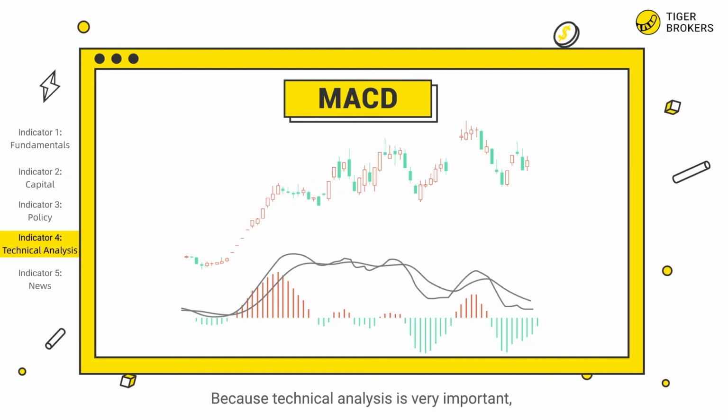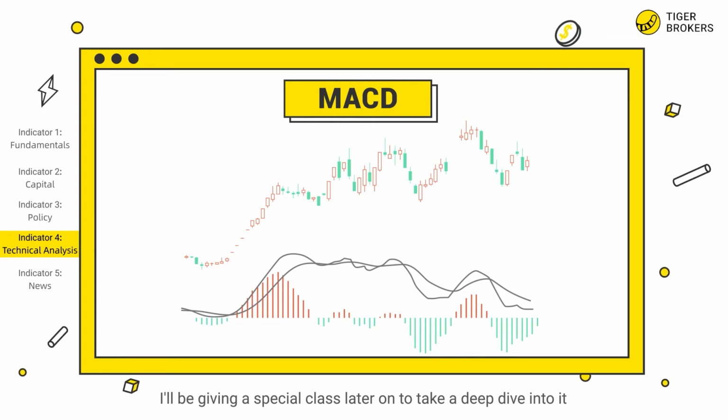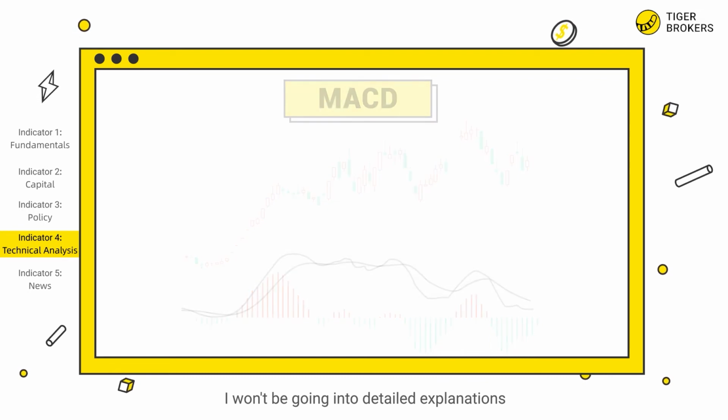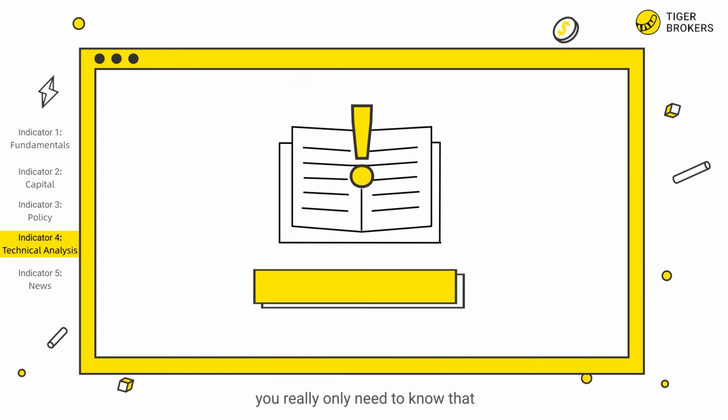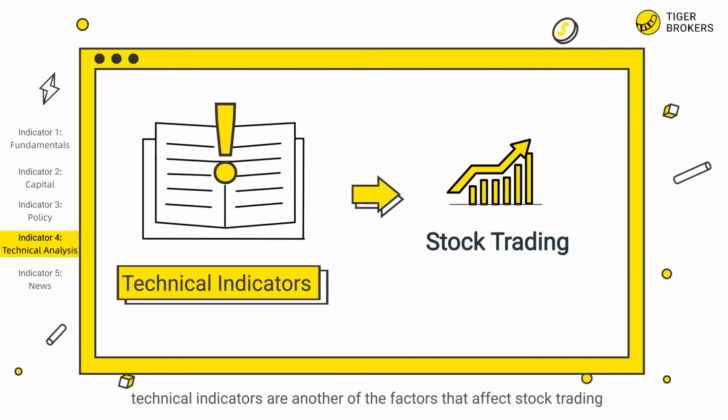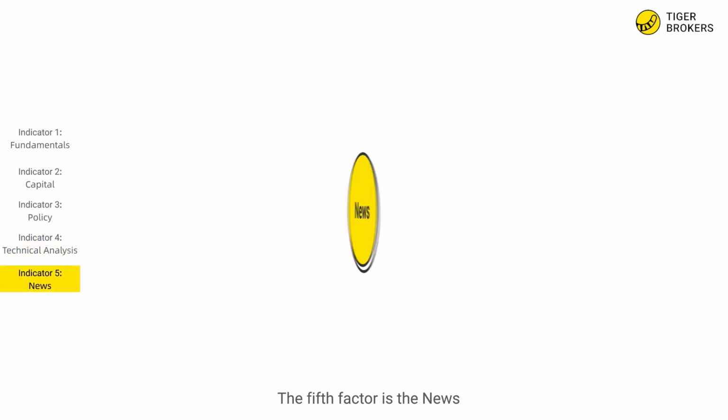Because technical analysis is very important, I'll be giving a special class later on to take a deep dive into it. For today, I won't be going into detailed explanations. In this lesson, you really only need to know that technical indicators are another of the factors that affect stock trading. The fifth factor is the news.